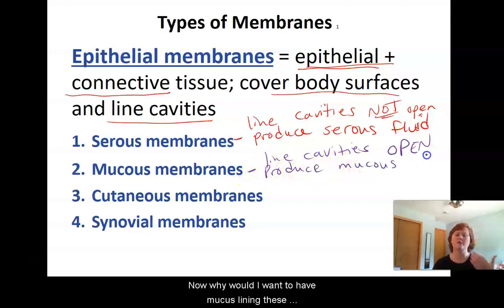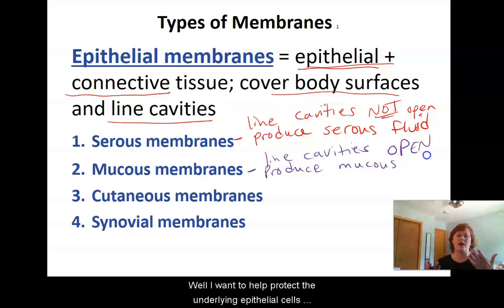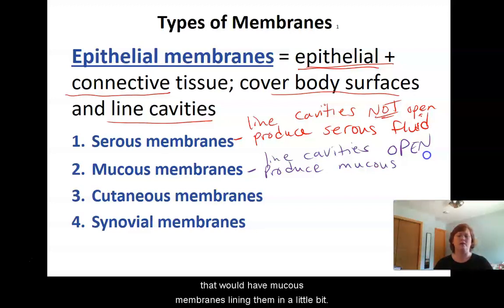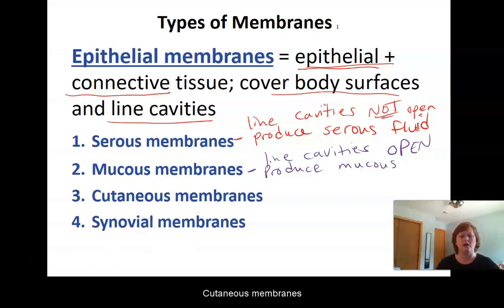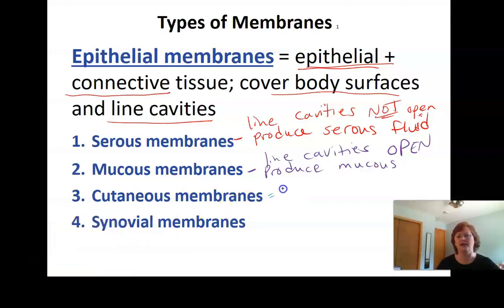Now, why would I want to have mucus lining these cavities that are open to the outside? Well, I want to help protect the underlying epithelial cells that are lining those different cavities. And we'll talk more about the different cavities that would have mucous membranes lining them in a little bit. Cutaneous membranes are also known as skin. So that's where we're going to be talking about our integument today during this module.